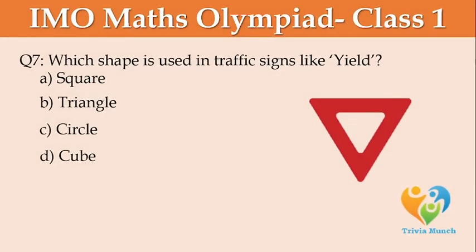Which shape is used in traffic signs like yield? Option A square, option B triangle, option C circle, option D cube.